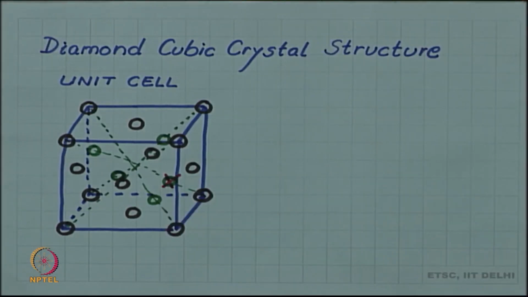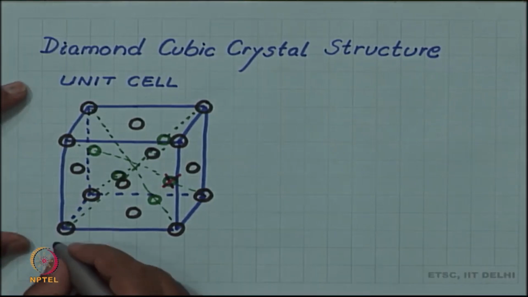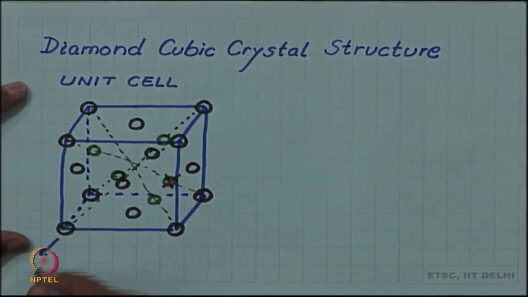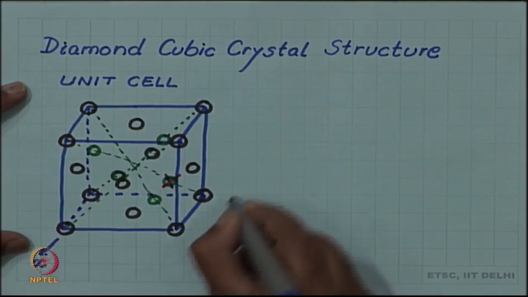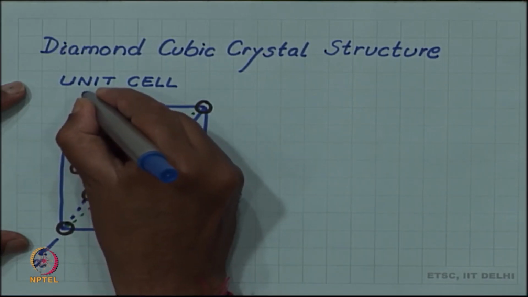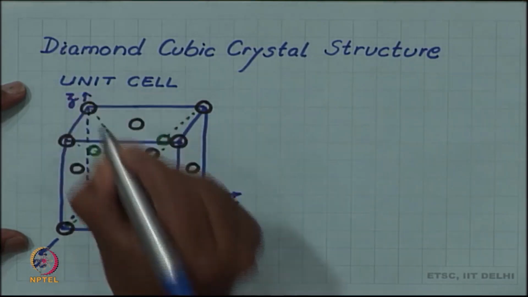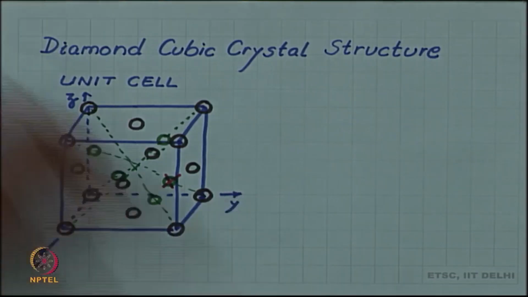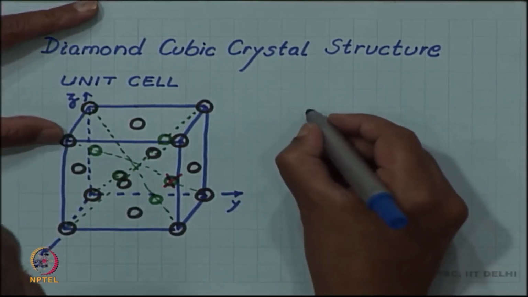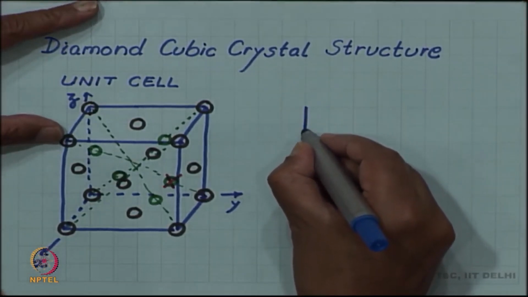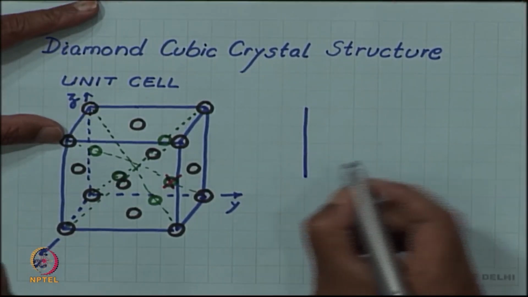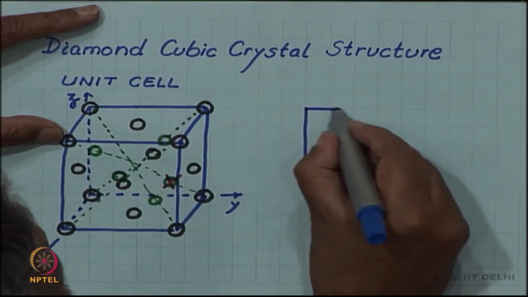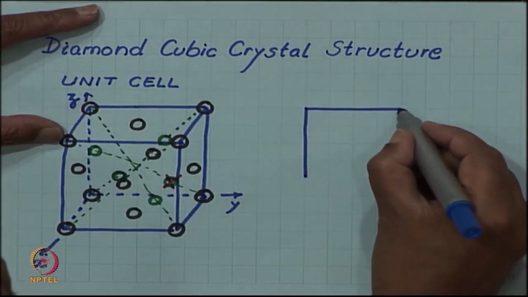So, the whole appearance looks a little complicated. Sometimes a little better clarity comes if we draw it in the projection. So, let us try to draw the unit cell in the projection. We will project the unit cell on the xy plane, on the base plane. So, let us try to draw that. The base plane of course is a square. So, I draw a square.